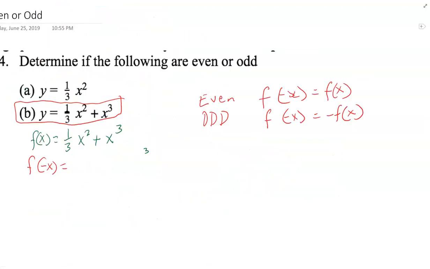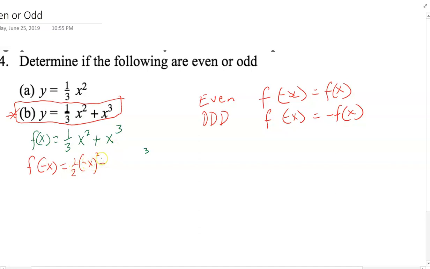Now let's talk about even and odd functions real quickly. Even functions: f of -x equals f of x. Odd functions: f of -x equals -f of x. Let us solve part b. y equals 1/3 x squared plus x cubed. So f of x is equal to 1/3 x squared plus x cubed. Try to find f of -x: replace the x with -x, and then simplify.